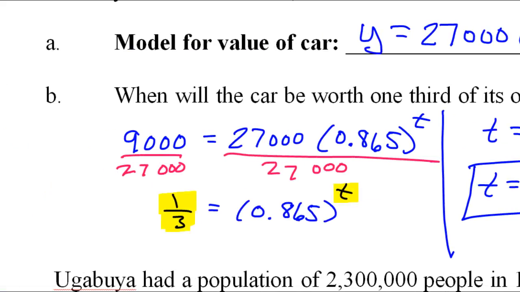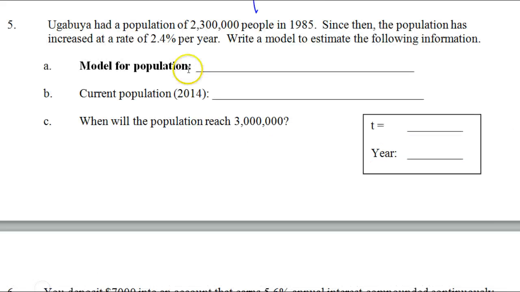Okay, a couple more examples. Alright, let's look at this fictitious country called Ugabuya. It had a population of 2,300,000 people in 1985. Since then, the population has increased at a rate of 2.4% per year. Write a model to estimate the following information.